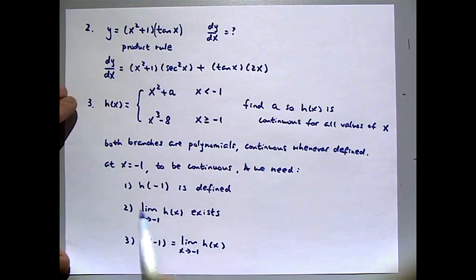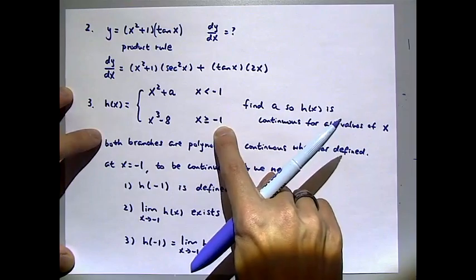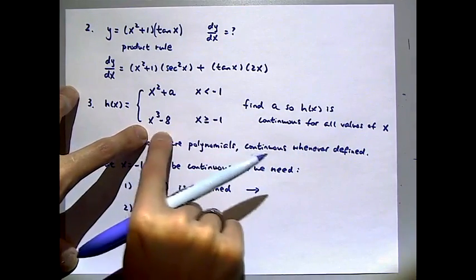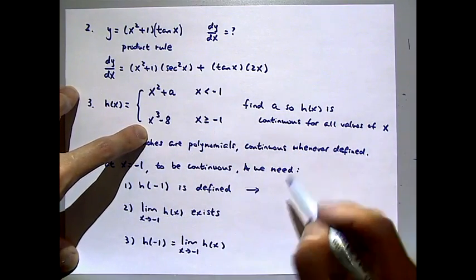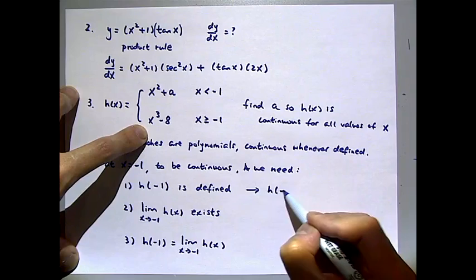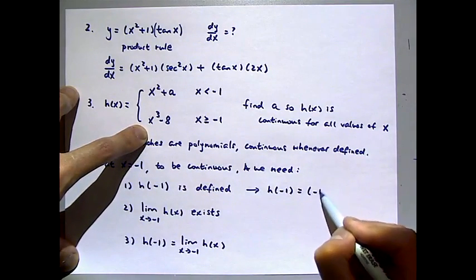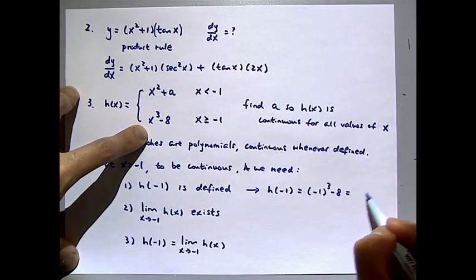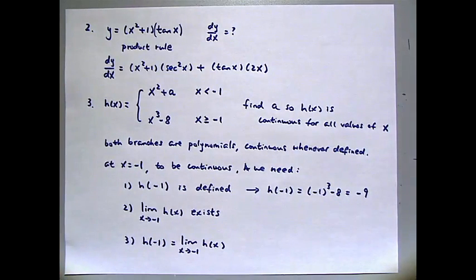The first one is easy to check. You look at the inequality here. The second branch is the branch for x is greater than or equal to minus 1. So we know that at x is equal to minus 1, we look at this branch right here. And we get minus 9. Okay? So the first condition is met.